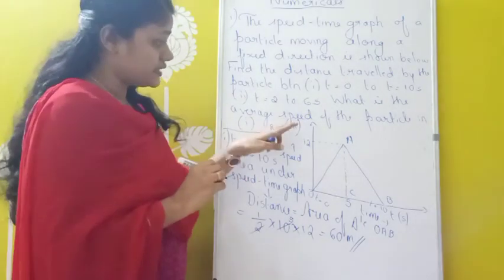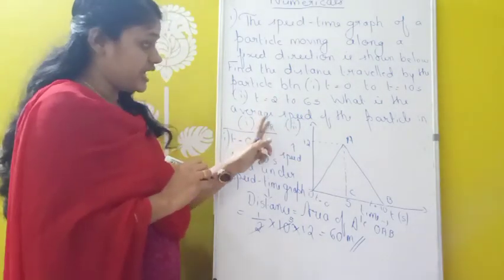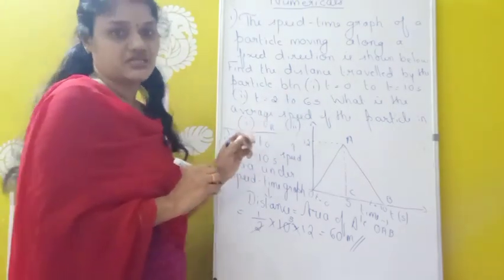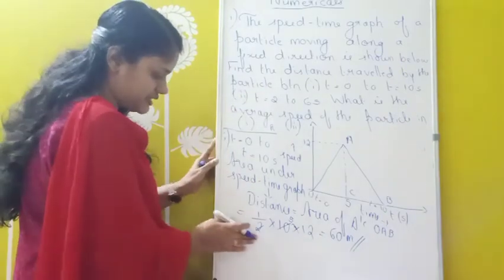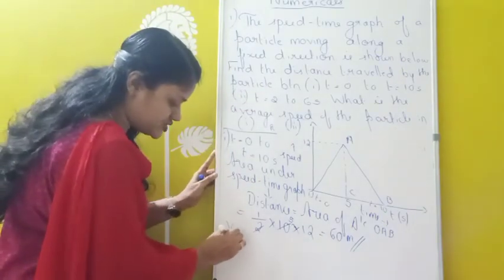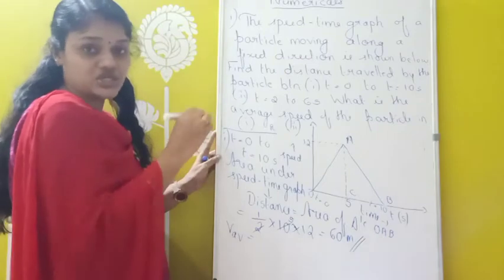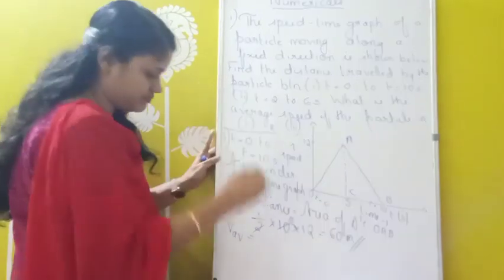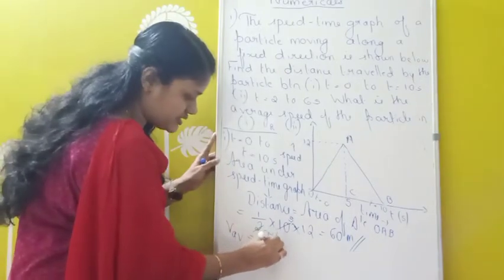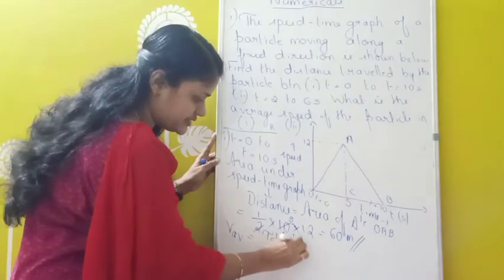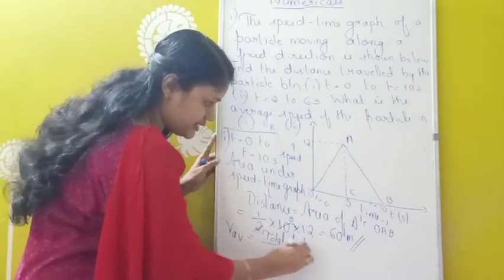Now what again we have to find out? We have to find the average speed also in this same interval. So how will you find average speed? Average speed equals total distance divided by total time.